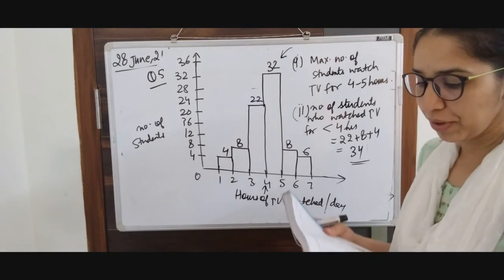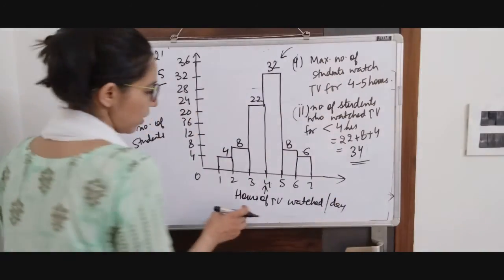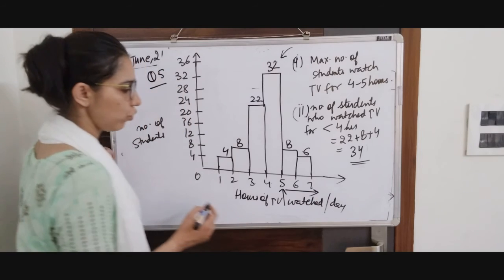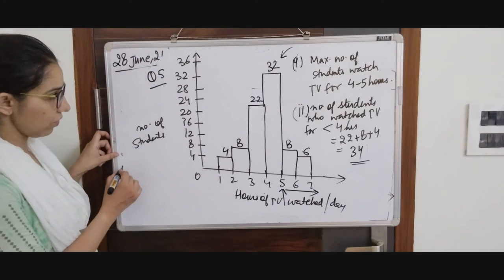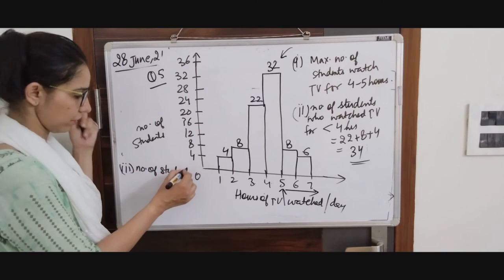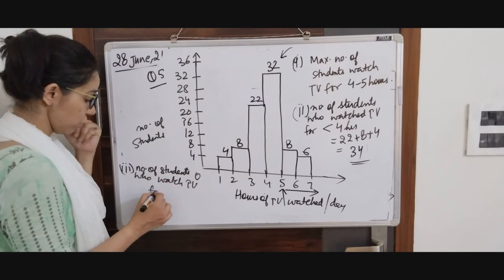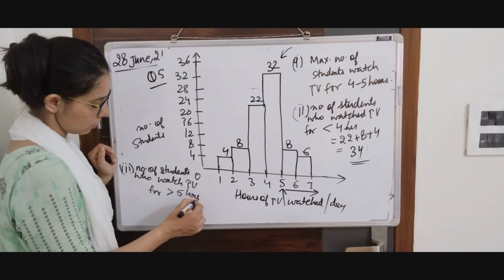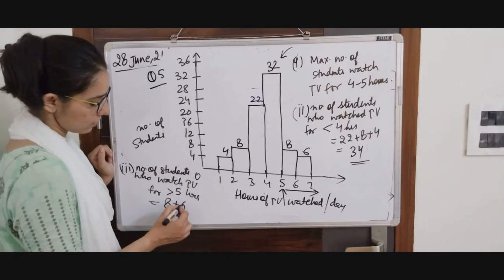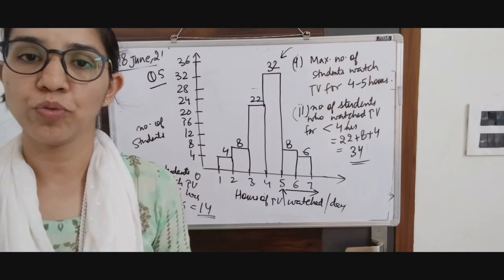Then we have how many students spend more than 5 hours in watching TV. So 5 hours is here, and more than 5 hours is here. Number of students who watch TV for more than 5 hours is going to be, we will add these numbers, 8 plus 6, it is going to be 14. 14 students watch TV for more than 5 hours.